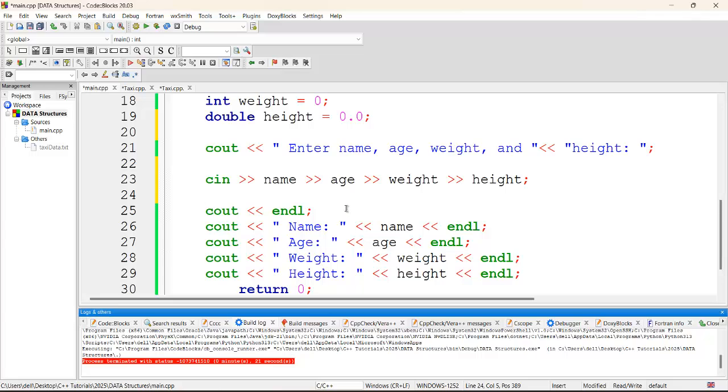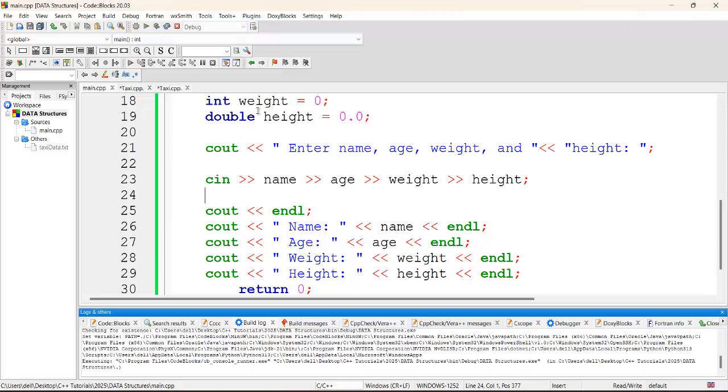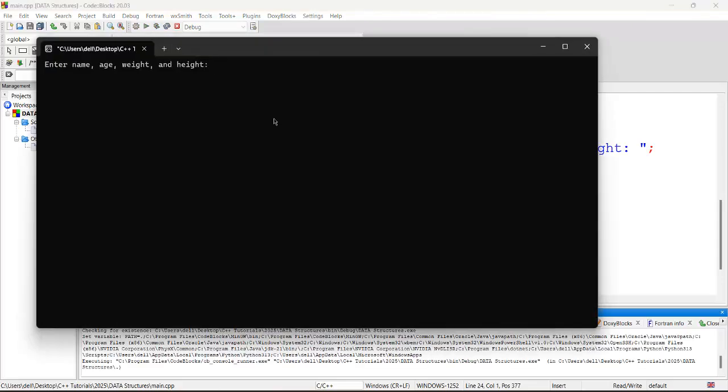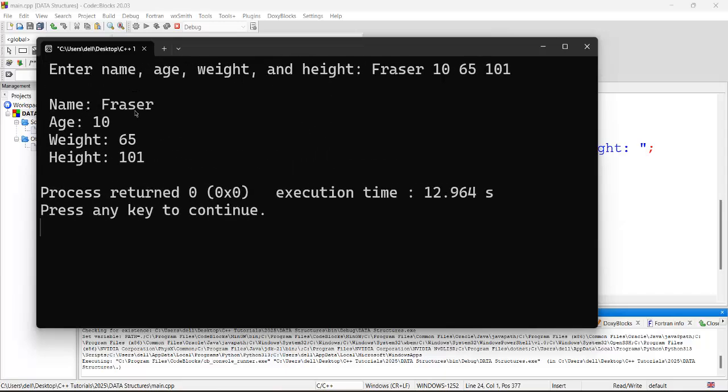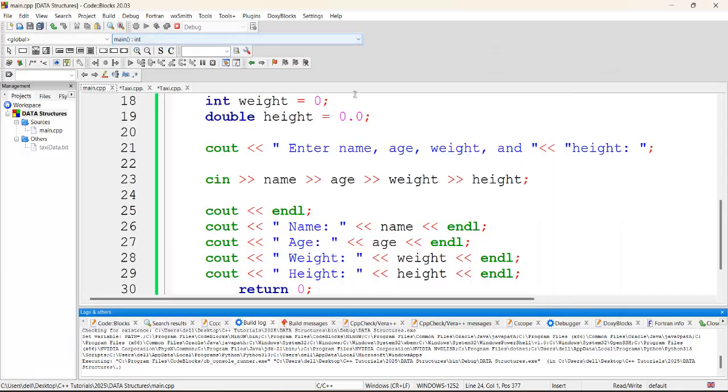Because if you pass different data types, your output would not be the same. So let me demonstrate what I've just said. This is a normal running of the program. So my name is Fraser, my age, my weight, and my height, right? I don't know, what's my height? Anyways, that displays everything as it should be, okay?